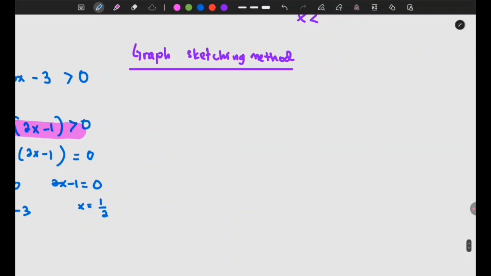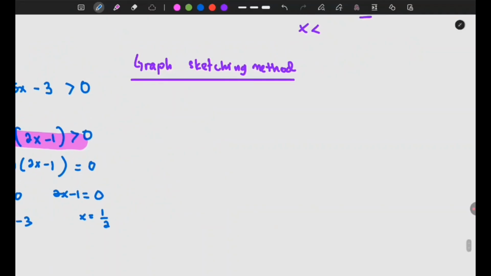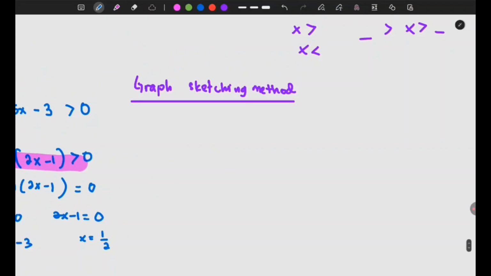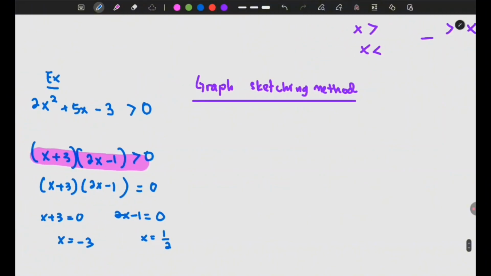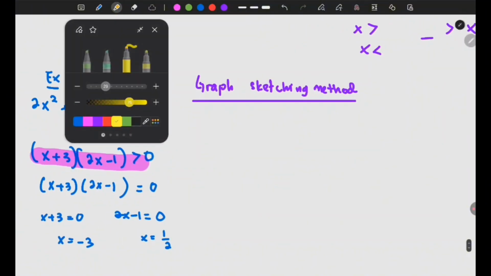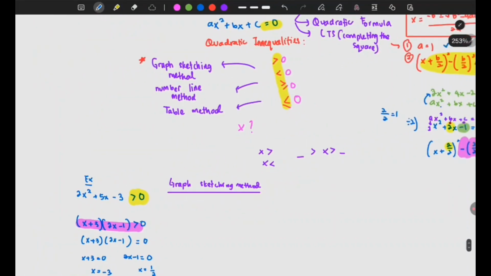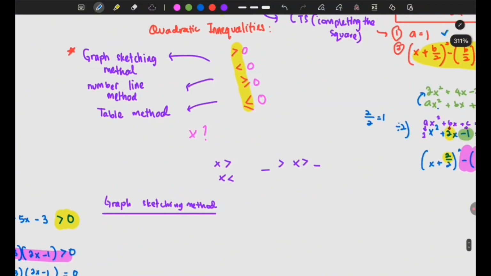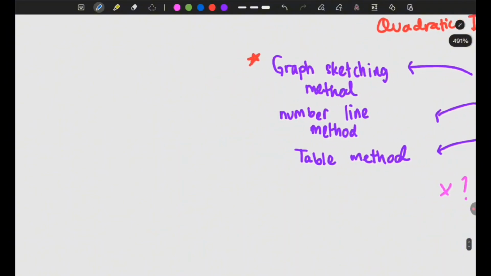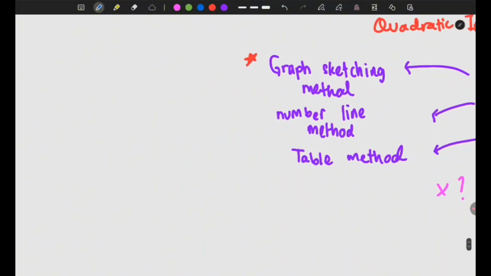Remember, it's easier to do. This part is very easy. You just need to know one thing, which I haven't taught yet, but I will talk about it. Is the sign important? For any of these methods, either graph sketching or number line or table method, you need to look at the sign, the more than and equals and less than and equals. That sign is very important. Why? Because you can actually find the pattern of the answer. So here you go, how do you find it?